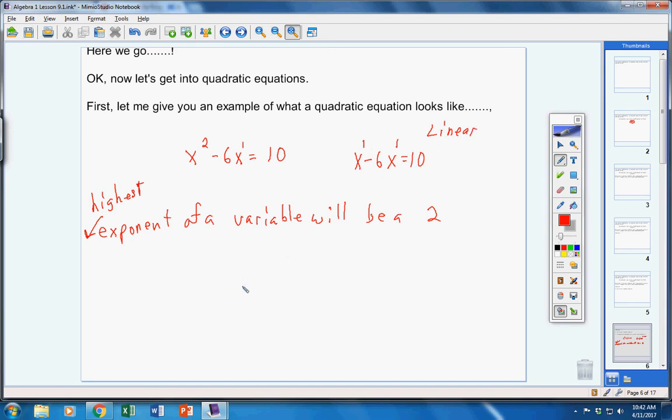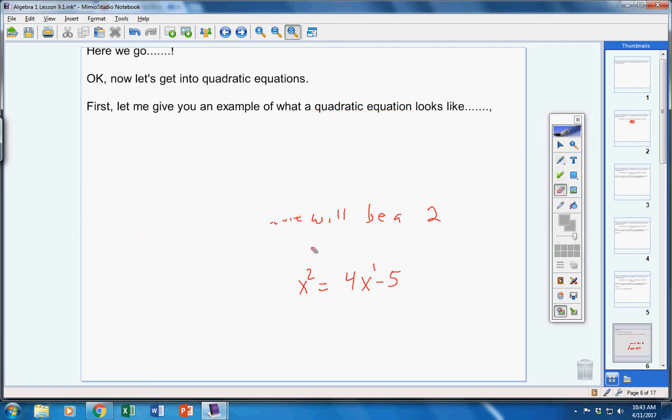Now, do not write this down. Just listen to me. If I had the equation like this, this would not be a quadratic equation, because what's the exponent of my variable? 3. What's the exponent of my variable? 2. What's the exponent of my variable? 1. What's my highest exponent? 3. You do not need to know this. I'm just telling you, it's called a cubic equation, okay? You only have a quadratic equation when your highest exponent of a variable will be a 2. Do you understand that? So you have to learn to recognize your quadratic equations.